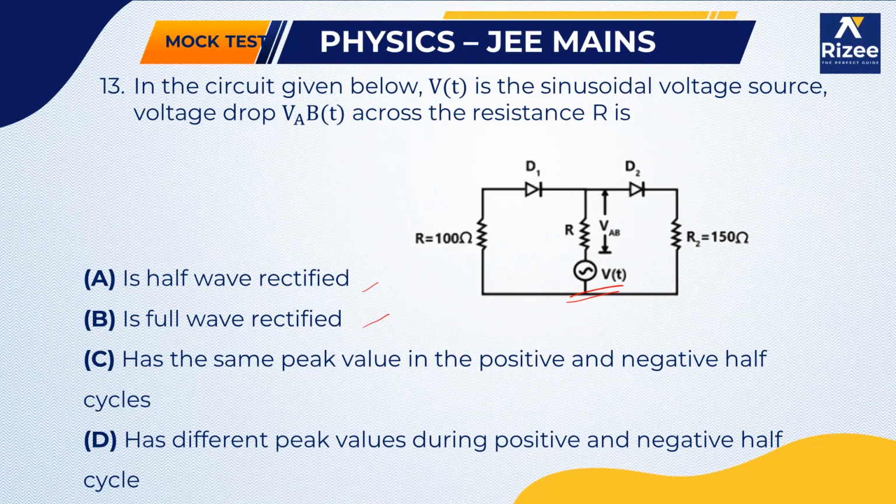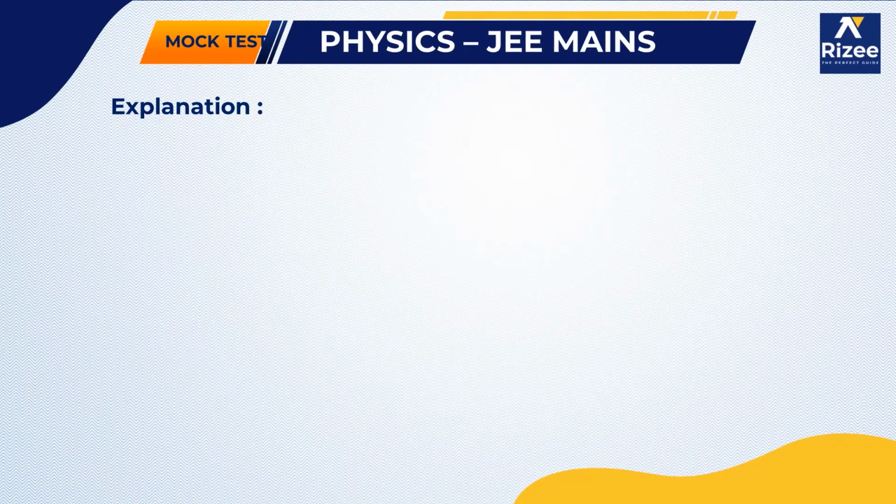So what will happen when the cycle is given, or when the input is being provided to this particular case? If we draw the diagram again, this is your first diode, D1, and here there is another diode, D2. So this is the diode D2, and this is your diode D1. Another resistance R is connected across here.